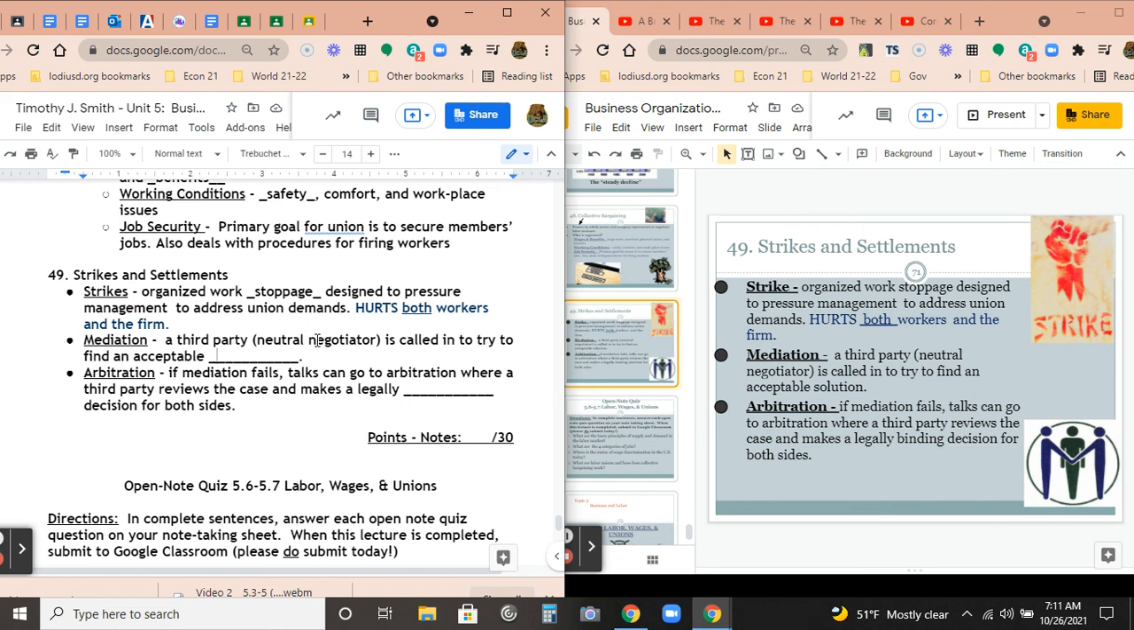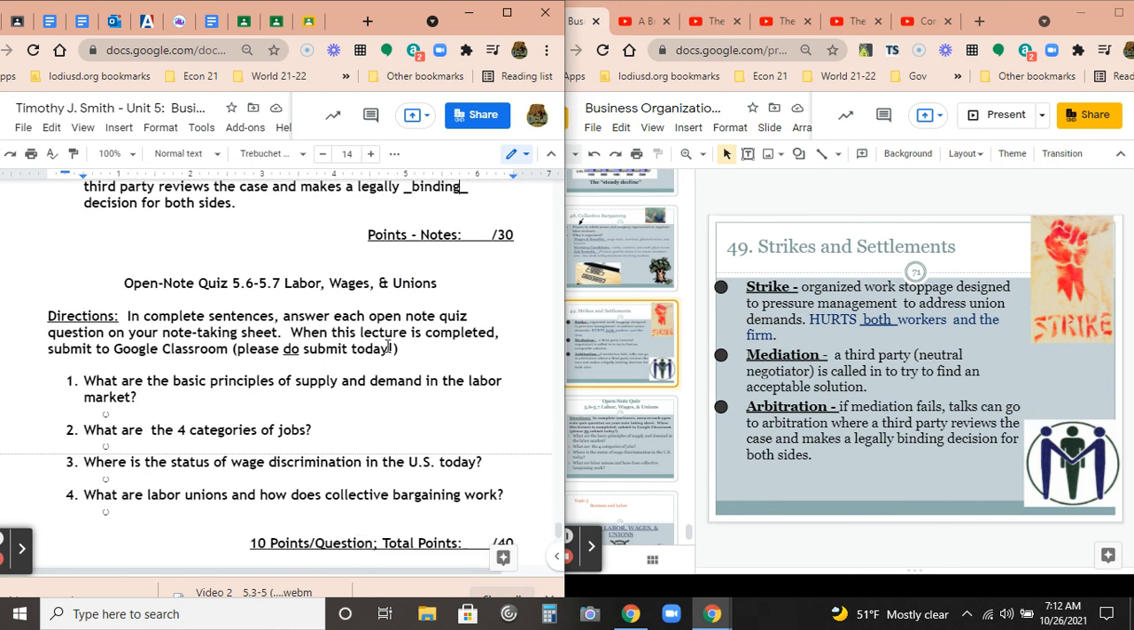Mediation is when a third party or neutral negotiator is called in to find an acceptable solution for the issues creating separation. Arbitration. If mediation fails, you get more formal. Mediation tends to be non-binding. Arbitration tends to be binding, and that makes it a legally binding decision. You're meeting with someone called an arbitrator who makes the decision for both sides. Often they're a lawyer or judge that's been hired to be neutral.